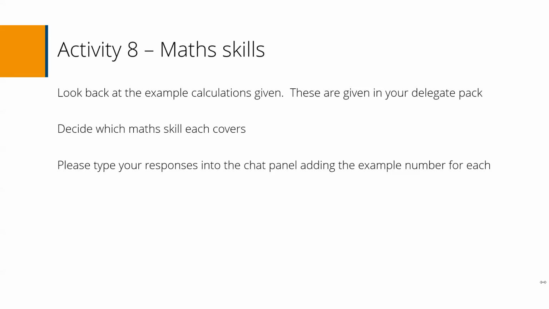Go into the math skills in the delegate booklet and see if you can work out which math skills are being assessed, and then we'll go through them together. I'll give you 5 minutes to do that. The math skills are listed in the delegate booklet, so 1C, 2, whatever it is. See if you can work out which math skill it is, and then we'll go through the answers together.